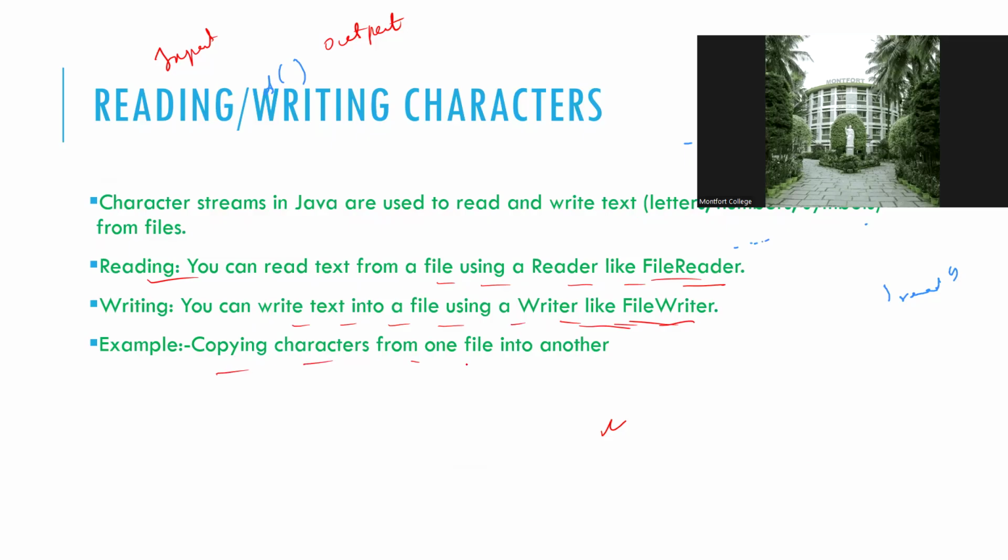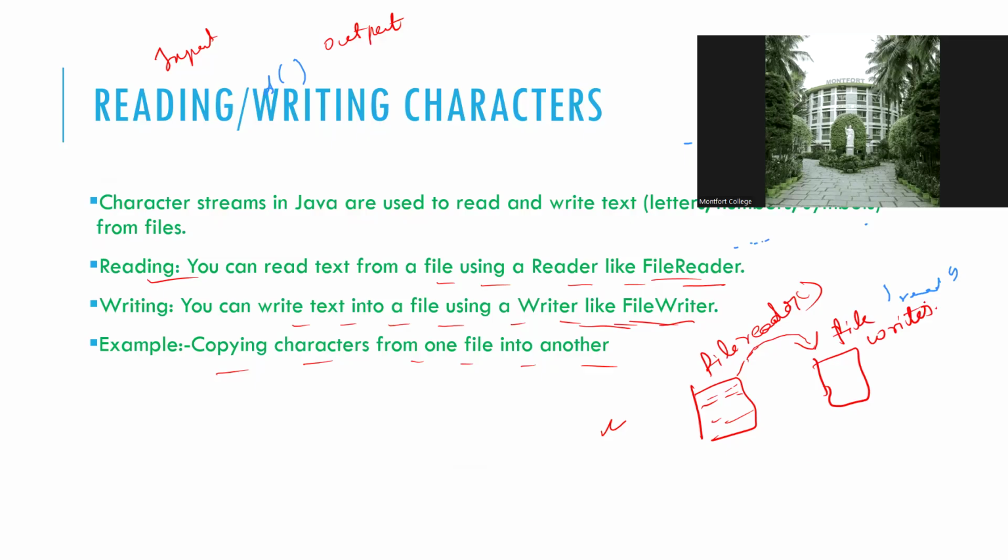Example: copying characters from one file to another file. Here I have two files. In this one I have the content, in this one I don't have anything. By using FileReader, I can read the content we have inside, and I can write it here, which means I can use FileWriter to write. And that code we will see.